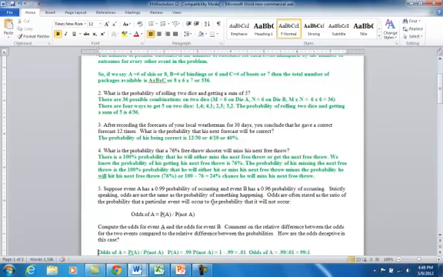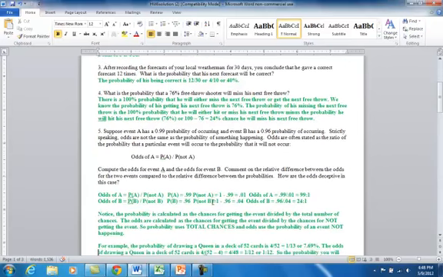All right, number 3. After recording the forecasts of your local weatherman for 30 days, you conclude he gave correct forecasts 12 times. We want to know, based on our empirical observation, what is the probability his next forecast will be correct? So the probability is equal to our observation, which is he's correct 12 out of 30 times, which is 4 out of 10, which is 40%. So 40% of the time he is correct.